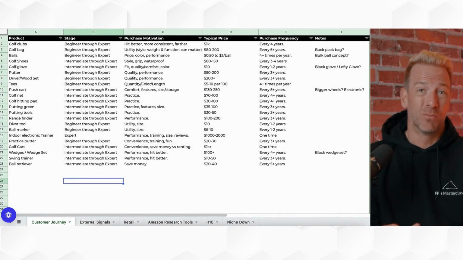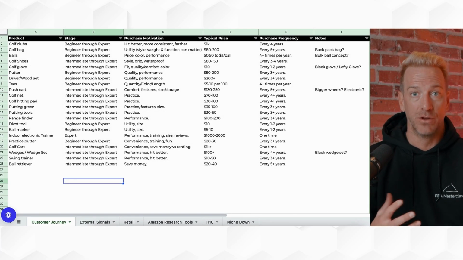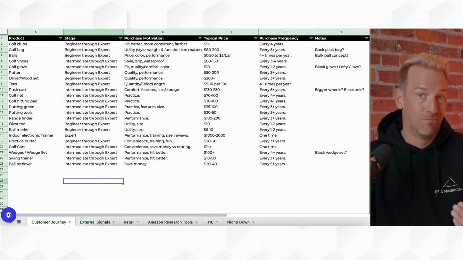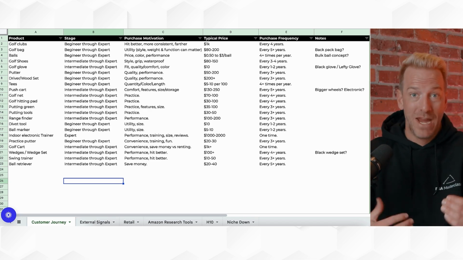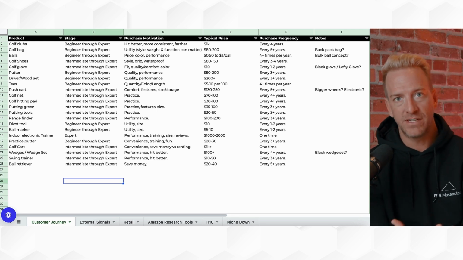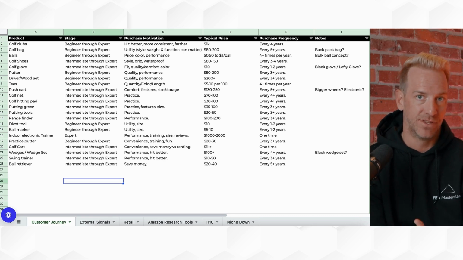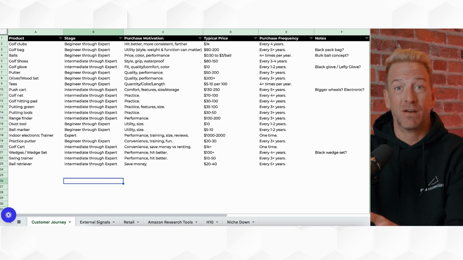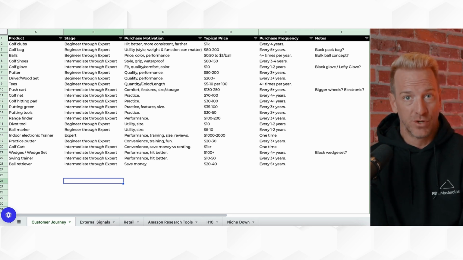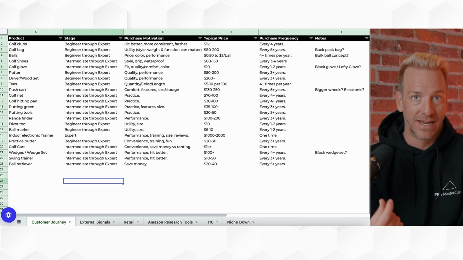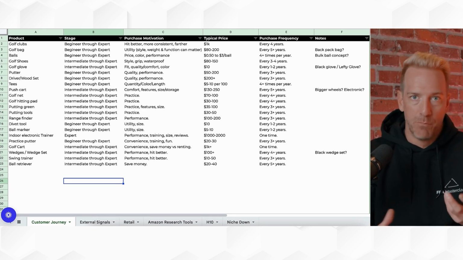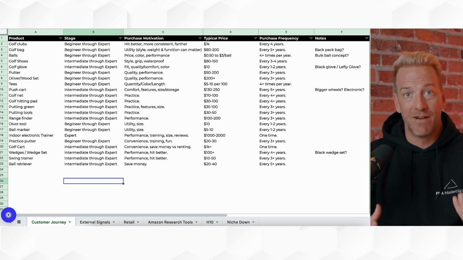So the tabs on the bottom are all the different methods that we're going to talk about for how you can cultivate ideas. Just looking at this first one, the customer journey method, it's literally just thinking about, hey, me as a golfer, what are all the things that I bought or may buy? And so it's just listing those ideas there in the product column. We also like to think about what stage the customer is buying. Sometimes they're just getting into something and they're a beginner. Sometimes it's a more intermediate or expert level product. So there's a column there. We then have a column for the purchase motivation. So why are they buying it? Again, that psychology is really important. We list the typical price. You don't need to overthink this, just a ballpark price that most of those products are priced at for that idea.